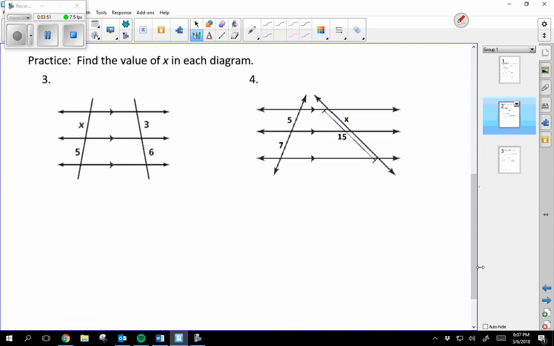In problem number 3, I notice I do have parallel segments, and that means my ratio of x to 5 will equal 3 to 6. Cross multiplying gives me 6x equals 15. When I divide by 6, I get 15/6, which of course can be reduced to 5/2.